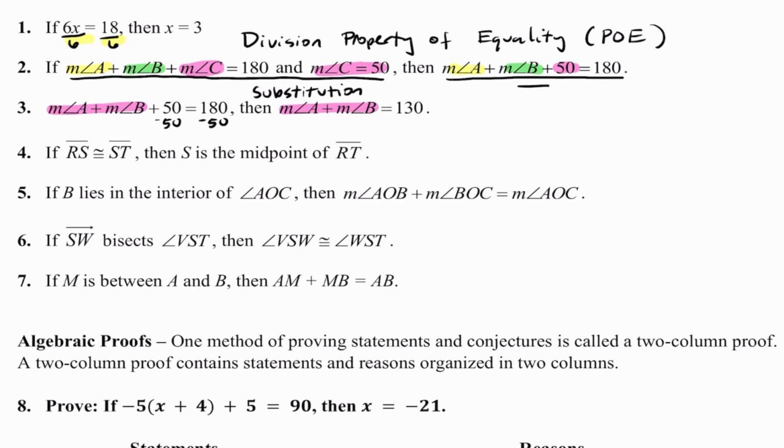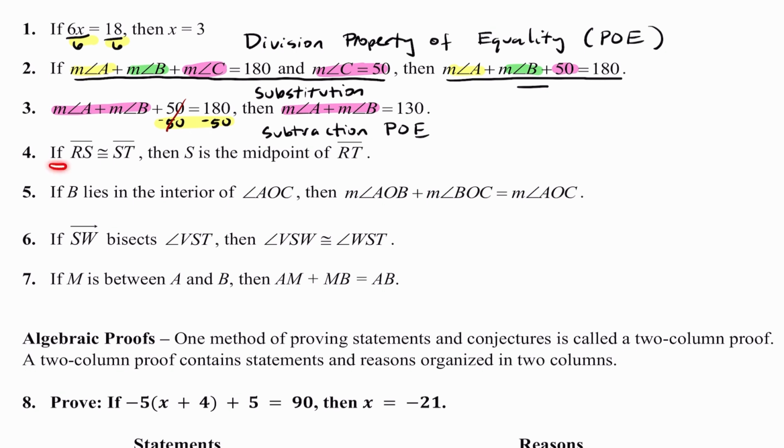Well, we know that the 50 minus 50 cancel. And then we're left with 180 minus 50, which is 130. This process over here is called the subtraction property of equality. And yes, you can write POE instead of writing property of equality all out.